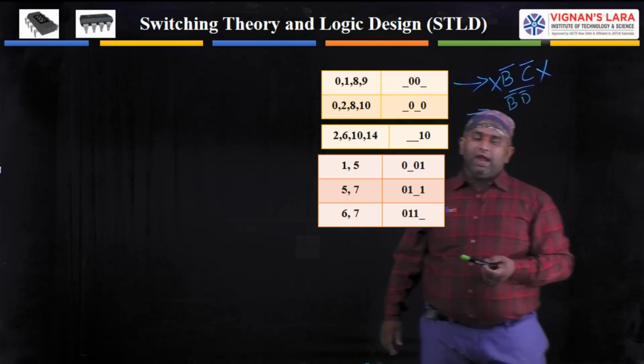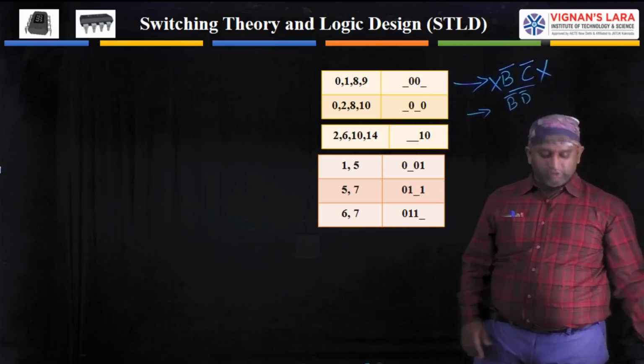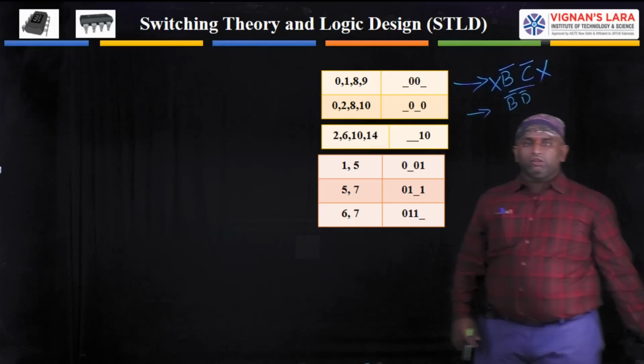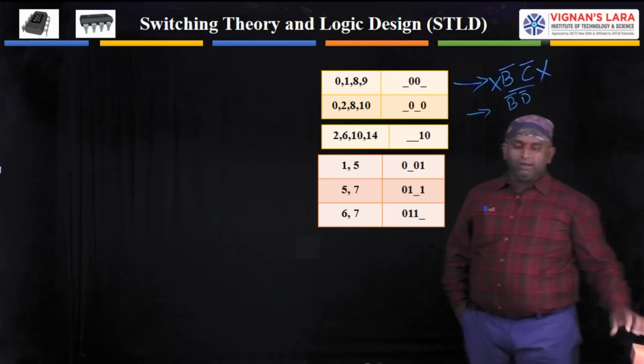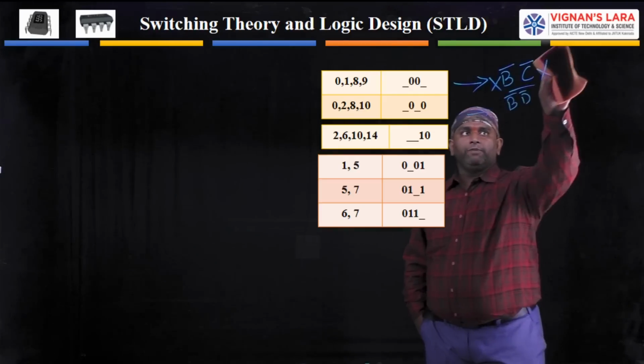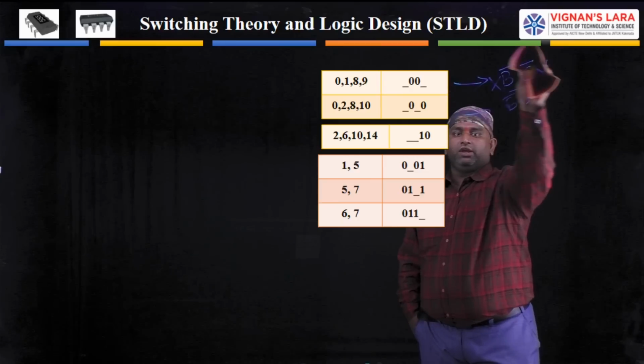In this way, I can write down this combination. In this place, I can write down that combination. Okay. So in this way, you have to write down the remaining values. That is very, very important.